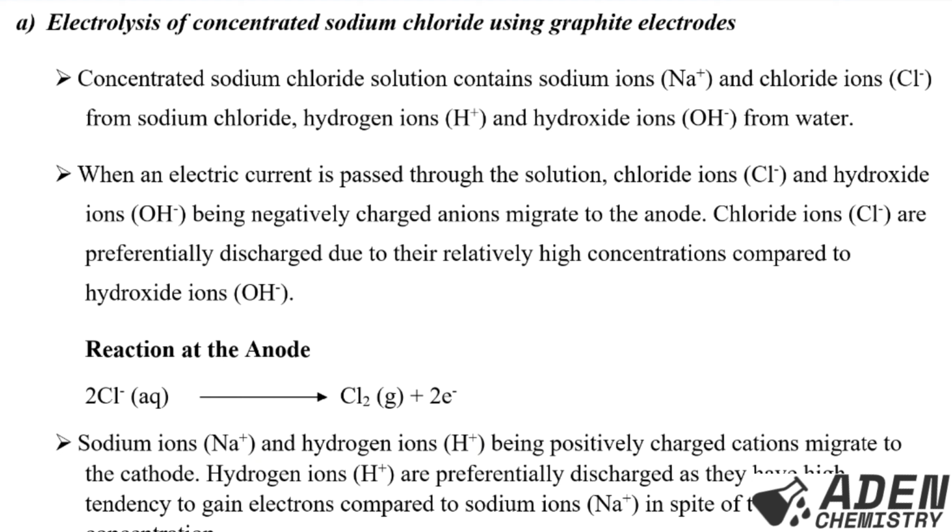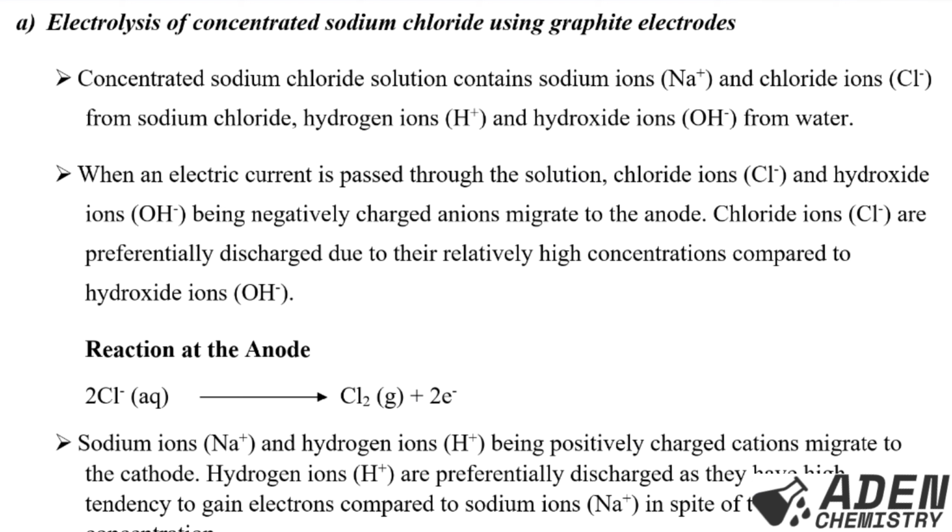And we are saying here hydrogen ions are preferentially discharged as they have a high tendency to gain electrons compared to sodium ions, in spite of their high concentration. Remember, when we were talking about the anode, we said chloride ions are preferentially discharged over hydroxide ions, and the reason was their relatively high concentration. But when we're talking about the cathode, sodium ions are in a high concentration, but they are not preferentially discharged. Instead, hydrogen ions are preferentially discharged because they have a high tendency to gain electrons compared to sodium ions.